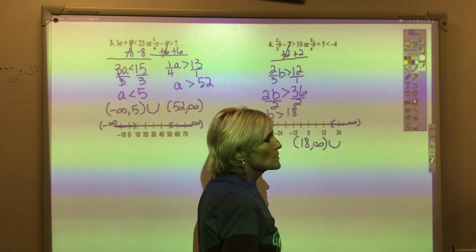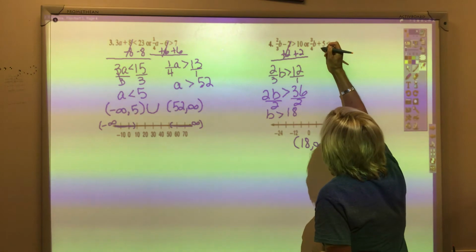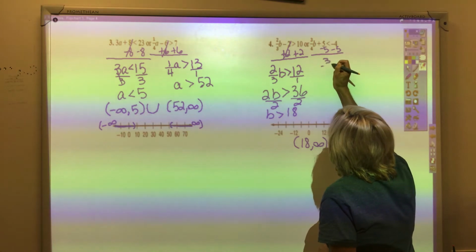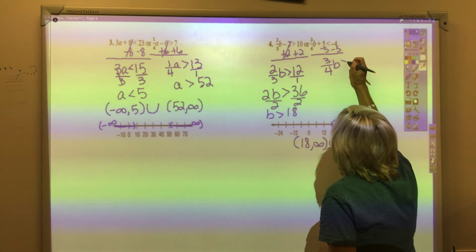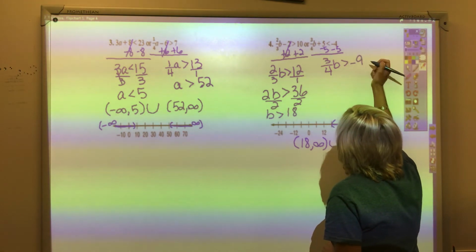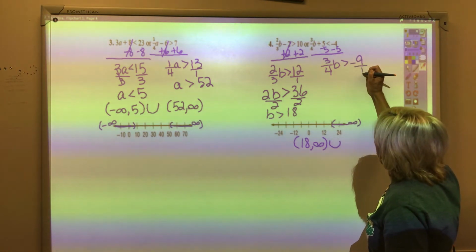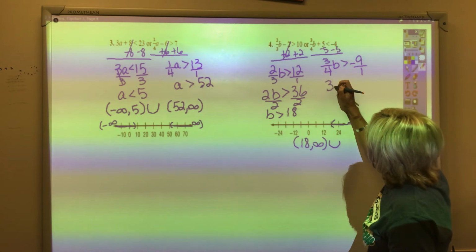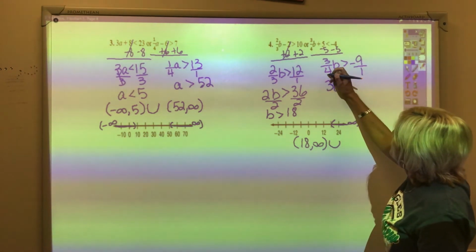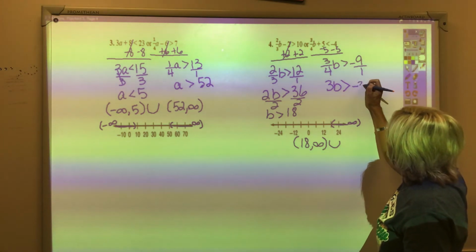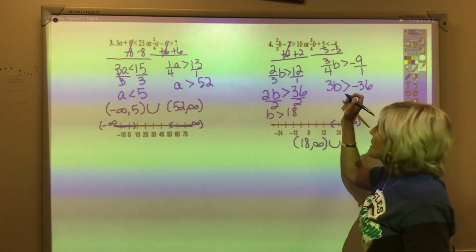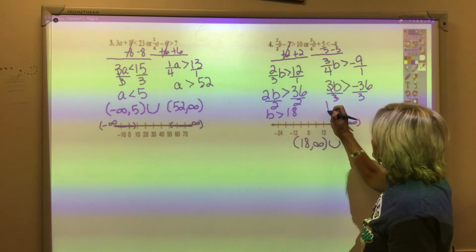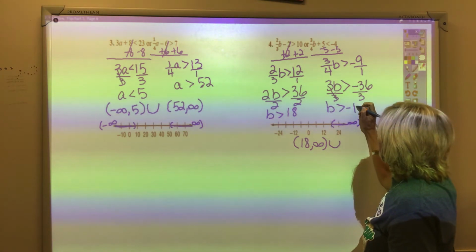And now I'm going to solve the other inequality. So I'm going to take away 5. And I will have 3/4 B is greater than negative 9. I'm going to put a 1 under my 9, and I'm going to go across and multiply. 1 times 3b is 3b, which is greater than 4 times negative 9, which is negative 36. I'm going to divide by 3. And I will have that b is greater than negative 12.